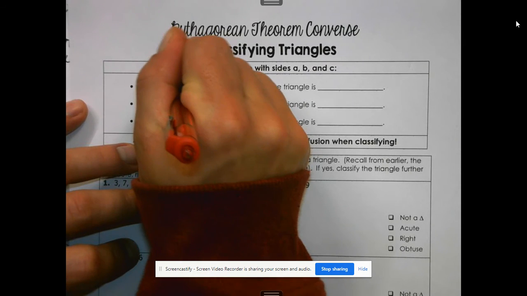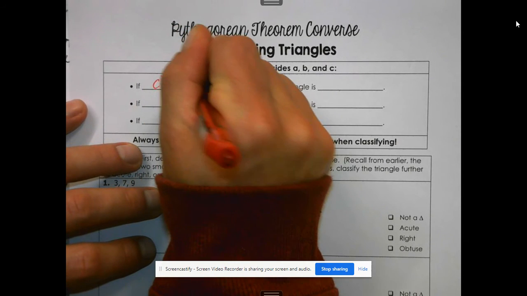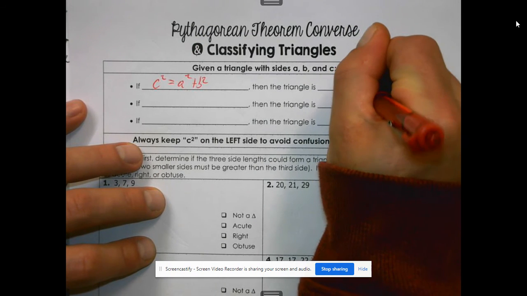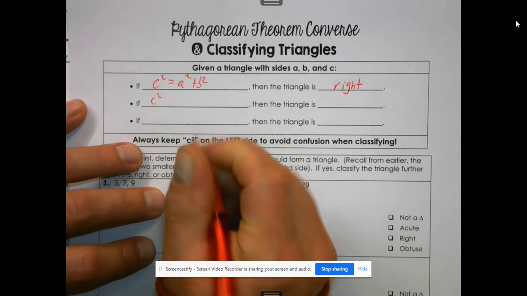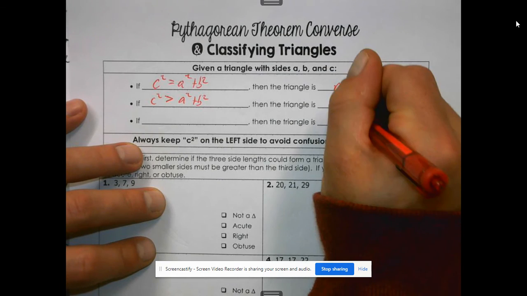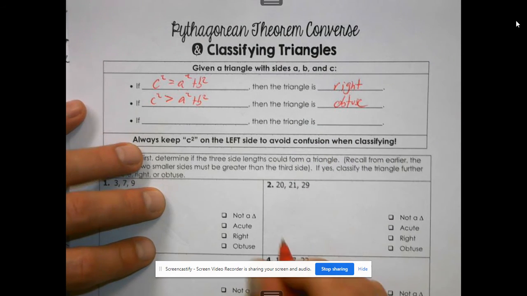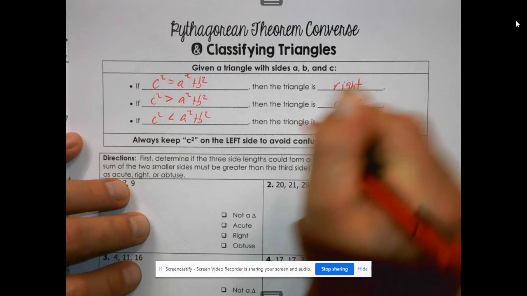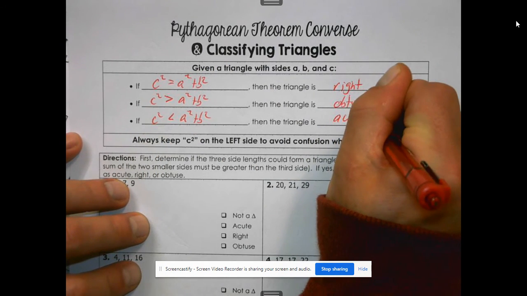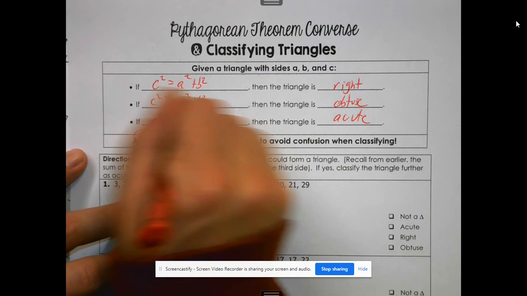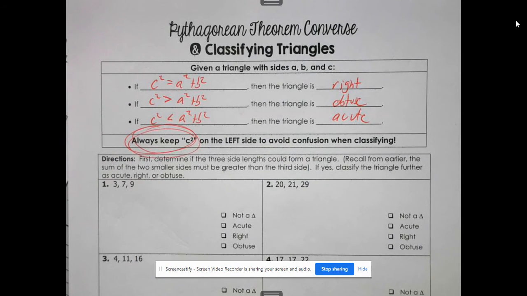If c squared is equal to a squared plus b squared, you have a right. If c squared is bigger than a squared plus b squared, you have an obtuse. If c squared is less than a squared plus b squared, you have an acute. And guys, it says always keep c squared on the left to avoid confusion when classifying. It just makes it a little bit easier and cleaner.